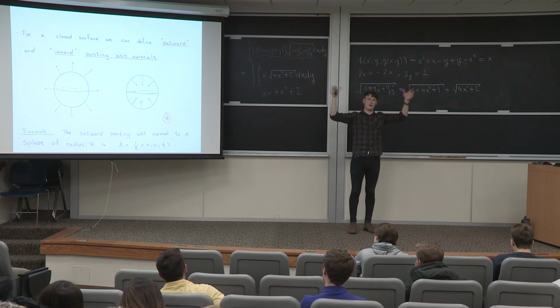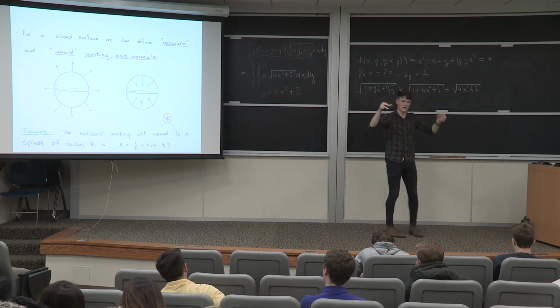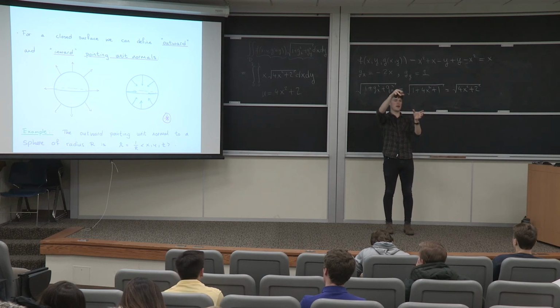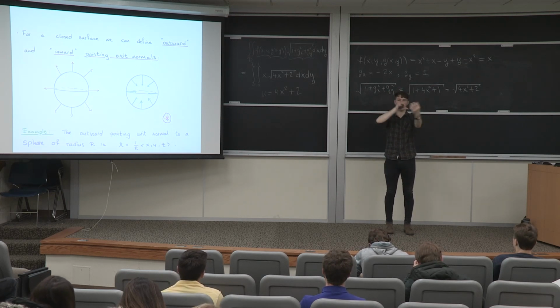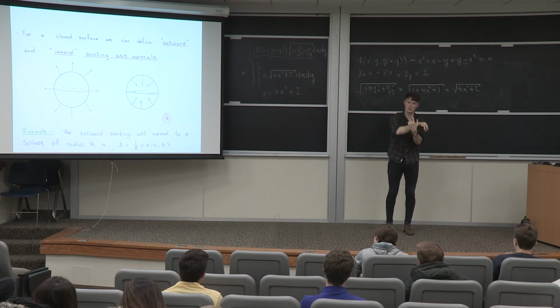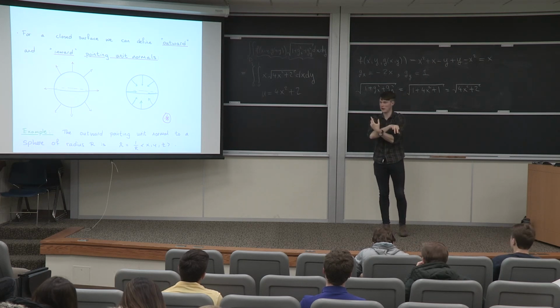Positive. Okay, if we're taking the outward orientation, the water is flowing out. Now, let's think of a scenario where instead the water just flows around the surface. What do you think the flux should be? Zero. Nothing's passing through the surface. Does that make sense?